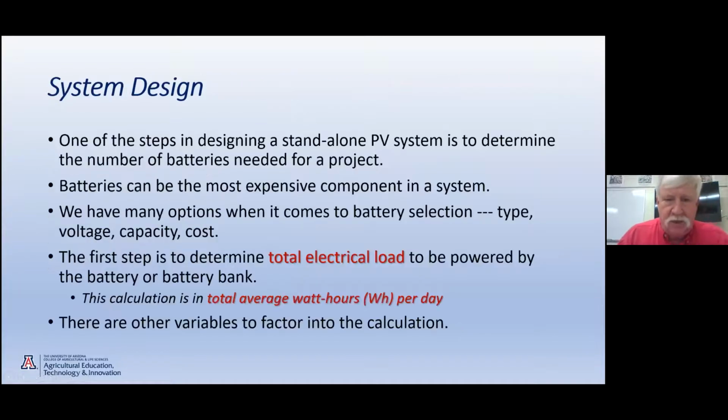Okay, so again, we look at doing our estimation of our loads. Again, understanding that batteries can be the most expensive component of the system. And so the number of batteries we select and the type is going to be dependent upon our loads. So again, we know we have different options of batteries, the types of batteries, maintenance free versus the lithium for the length of time. A lot of it's going to be our type, our voltage, again, capacity and amp hours, and our cost. So we've already said that we're going to look at our total electrical load, and we've already looked at that. There's some other variables we want to consider.